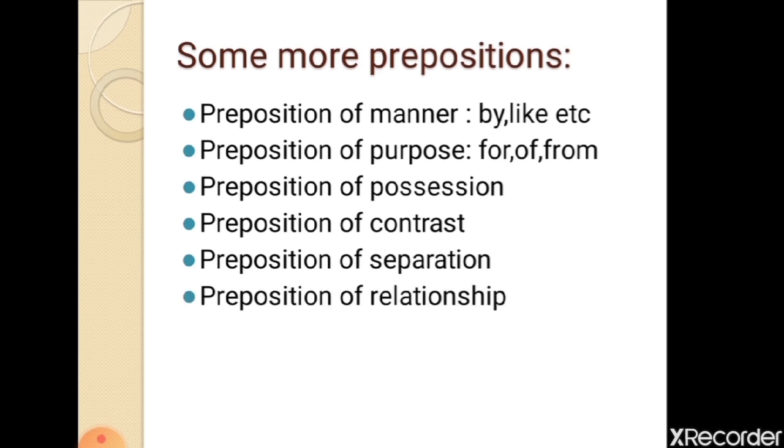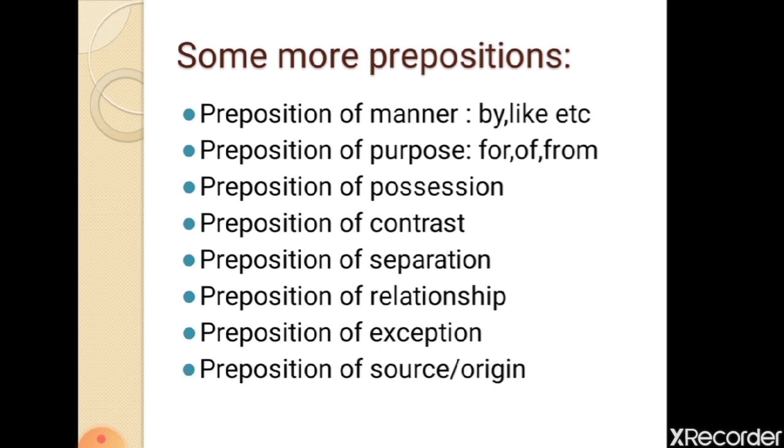Preposition of relationship. So prepositions that express relationship are like together with, including, as well as, guided by, etc. They are called prepositions of relationship. Preposition of exception. So prepositions like but, except, barring, etc. And preposition of source or origin. For example, from, of, in, etc. For example, light comes from the sun.